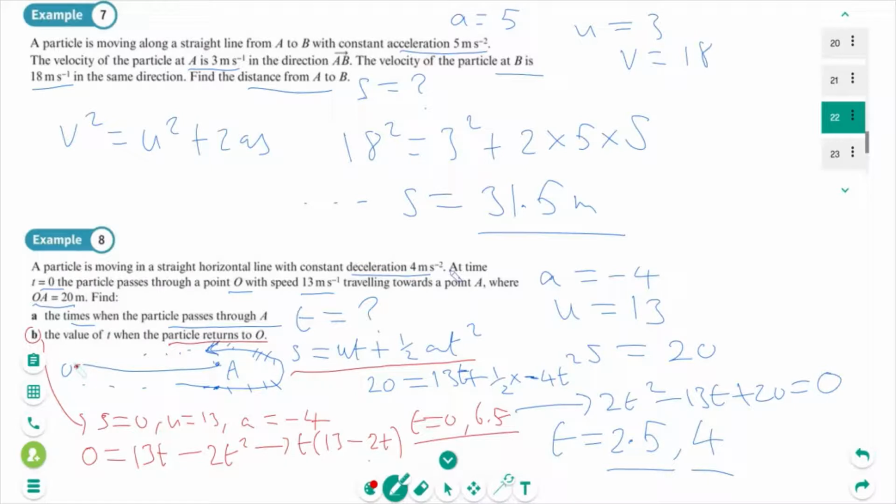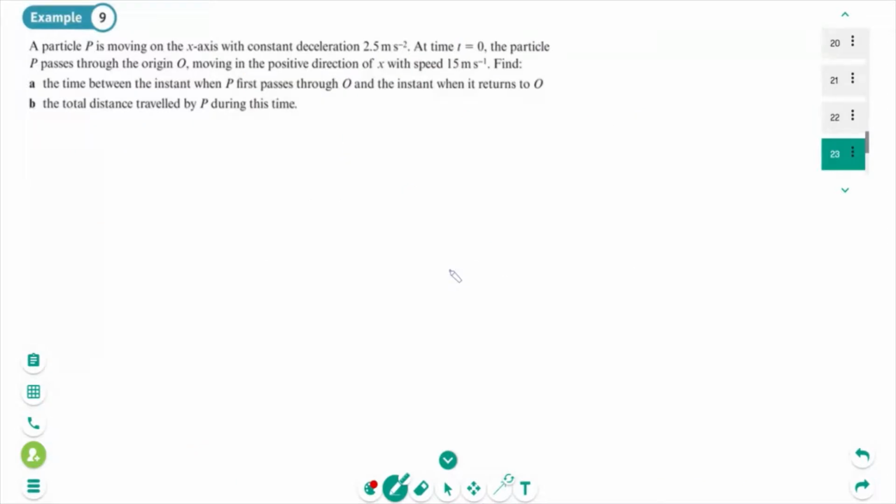So to answer the question, the particle returns to the origin after 6.5 seconds. So the answer they want to the question would be 6.5 seconds. And it returns back to the starting position. So when you see that phrase, returns to the origin, back to the starting position, you take displacement equal to 0.